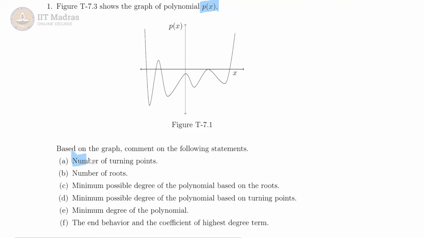The number of turning points. So that is easy. There's a turn here, 1, 2, 3, 4, 5, 6 and 7. So there are 7 turning points.